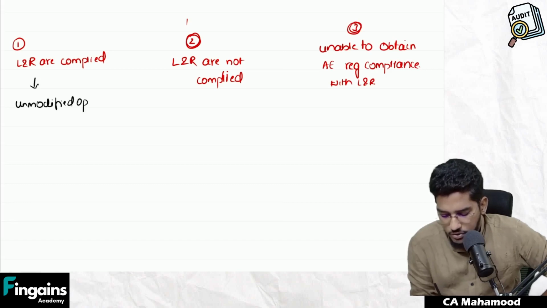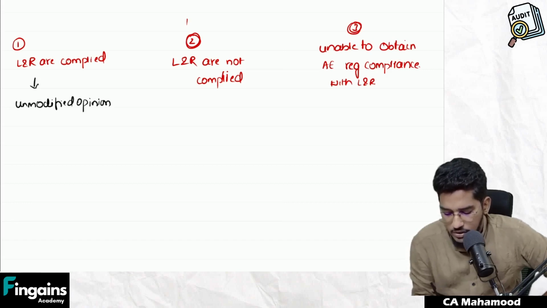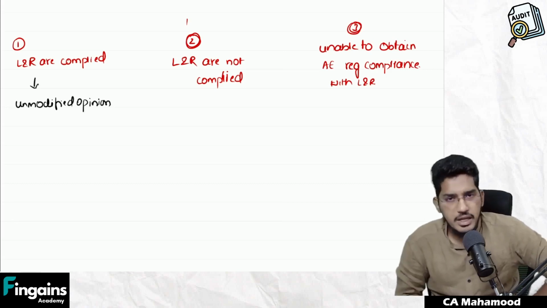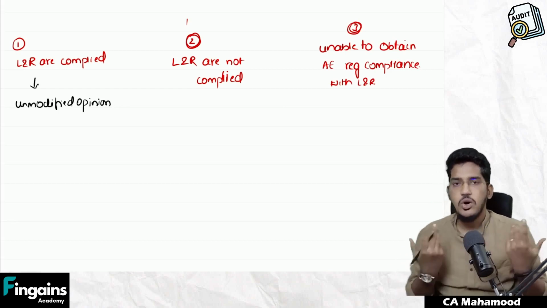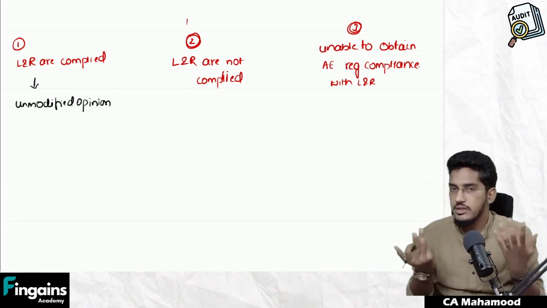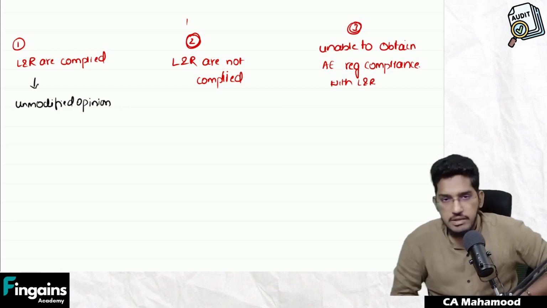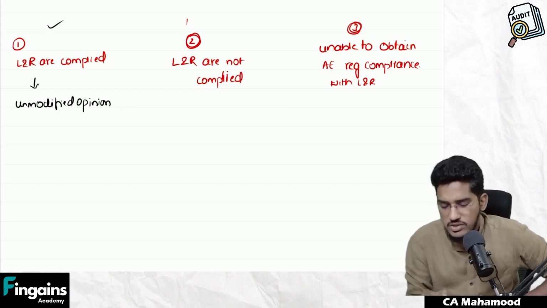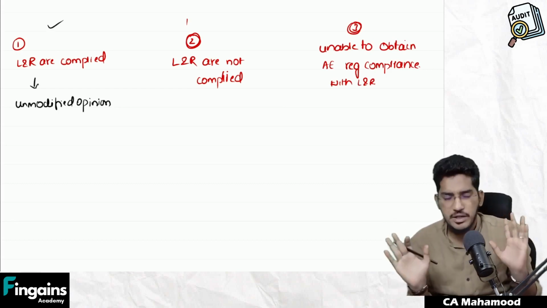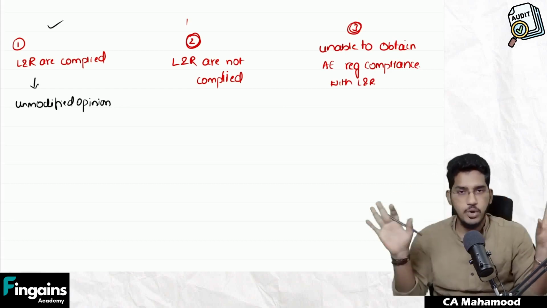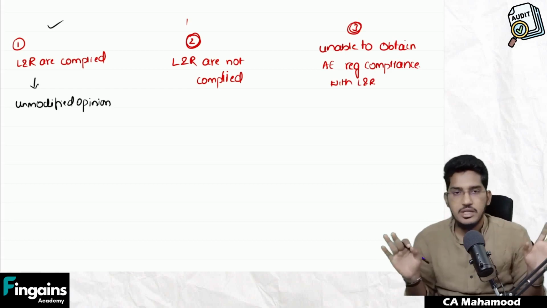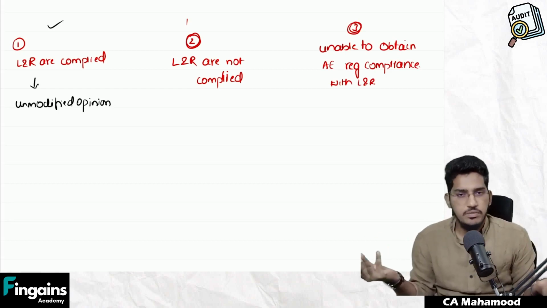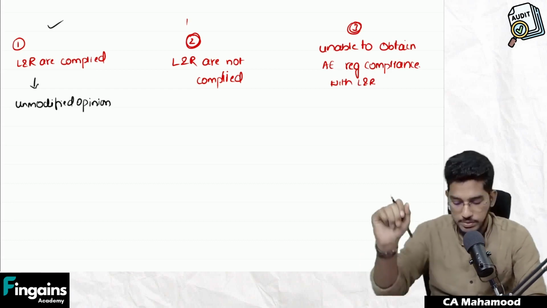Why? Because I got to know that the client has complied with all the laws and regulations. They did not make any kind of non-compliances. Then why unnecessarily should I modify my opinion? I will give unmodified only. There is no mistake. So this first case is very simple. You need not mention it separately, but I am just explaining it in a broader way. If you got evidence that all the laws and regulations are complied, if everything is fine, we will not give any kind of modification. Simply we will give an unmodified opinion.